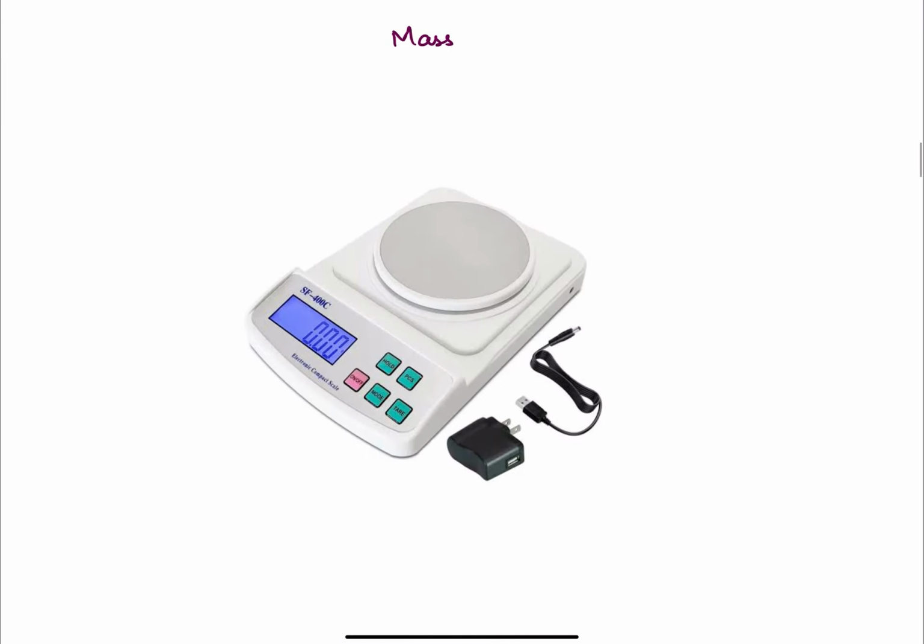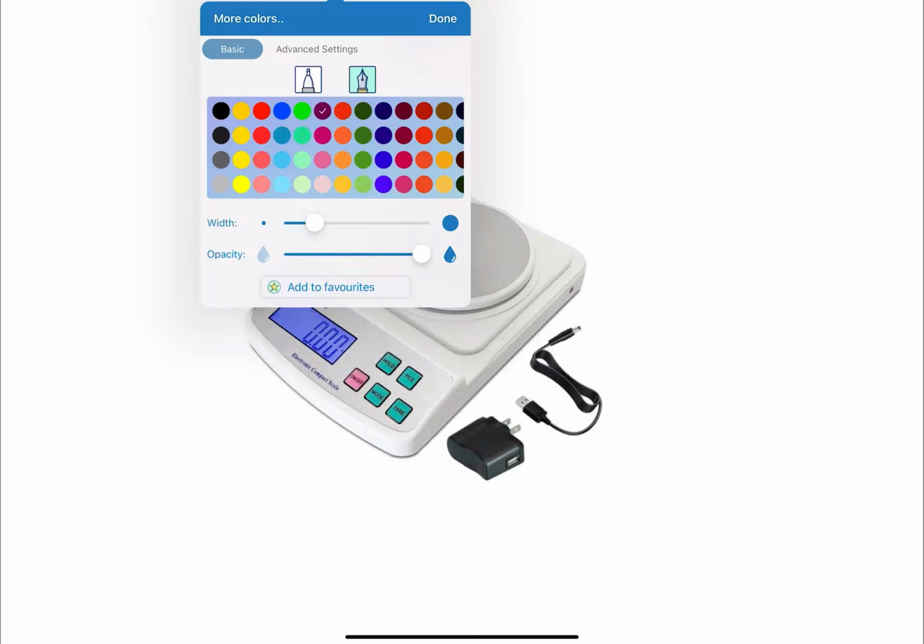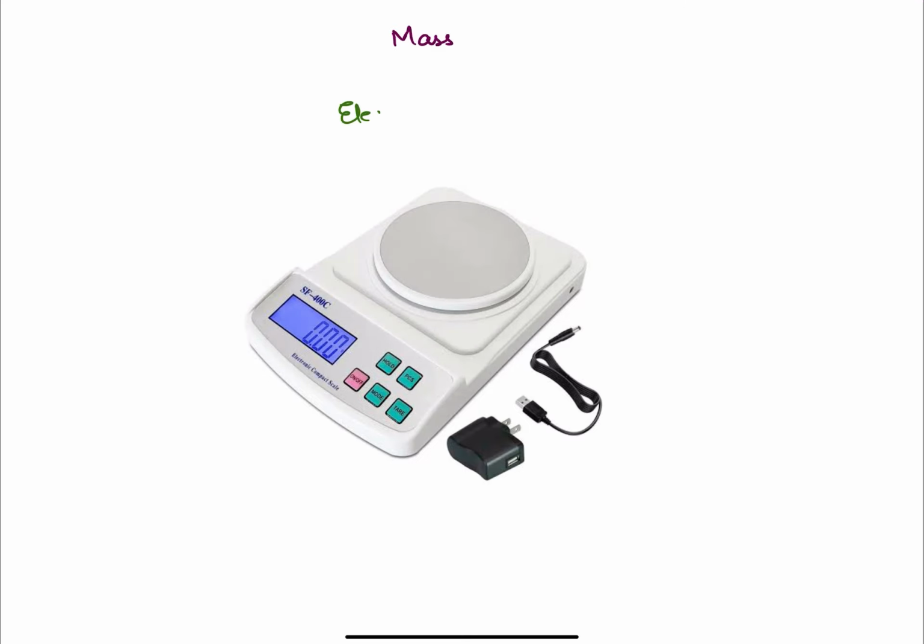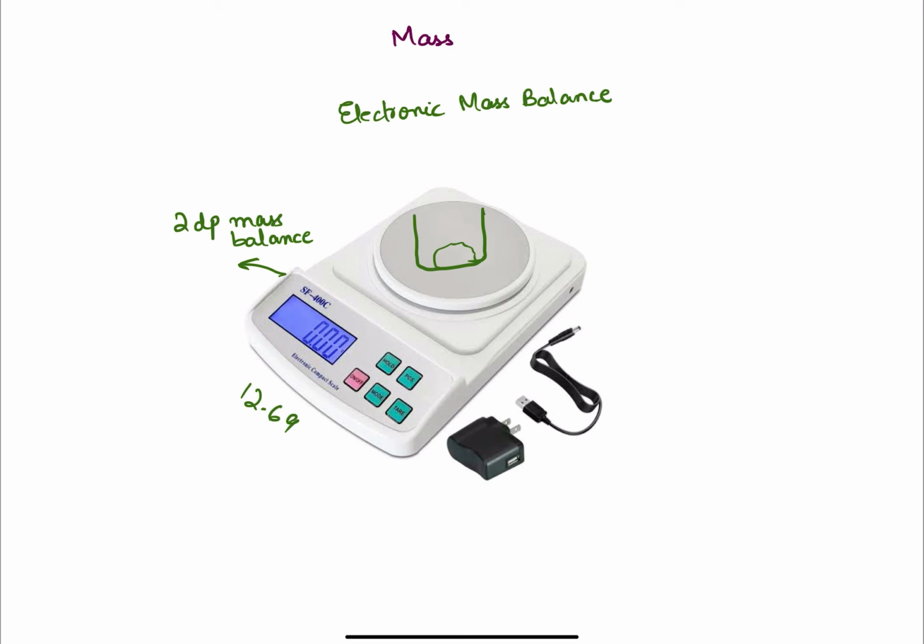For mass, you have electronic mass balances. So this is an electronic mass balance, you can see. In this case, this is a 2 dp mass balance. It's a 2 decimal place mass balance. Because this is 0.00 right now, but if I put a beaker containing, let's suppose, a particular solid inside it, this might show 12.69. So it's a 2 dp mass balance.